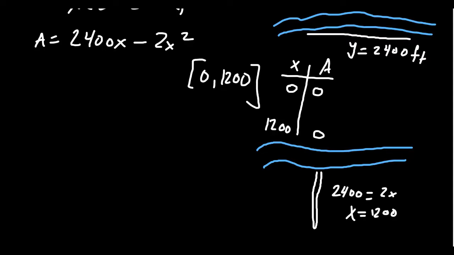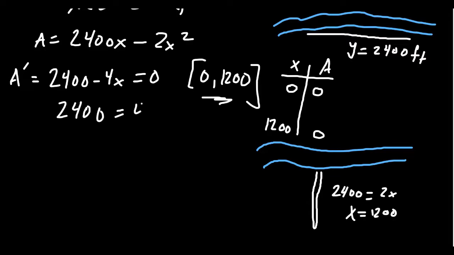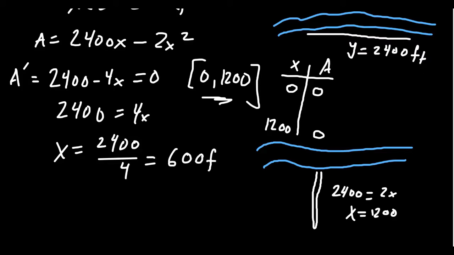Even if these are absurd answers, it is important we know the domain, because as we go searching for critical numbers, we have to disregard any critical numbers outside of this domain. All right, so let's find the critical numbers. We're going to take the derivative of the area with respect to x. By the usual derivative rules, A prime will equal 2400 minus 4x, and we want this to equal 0. Adding 4x to both sides, we get 2400 equals 4x, and dividing both sides by 4, we get x equals 2400 over 4. 4 goes into 24 six times, and so we end up with 600 feet as this single critical number.